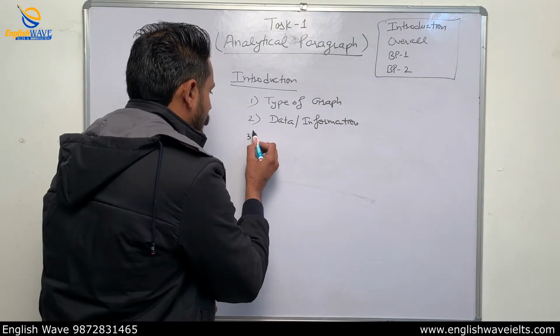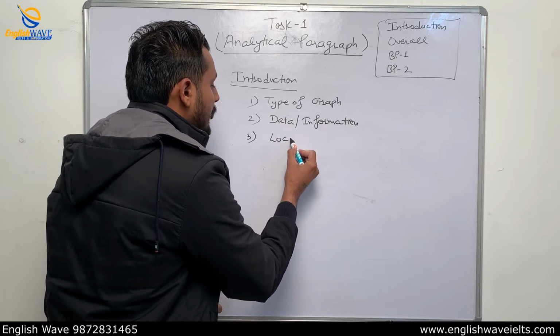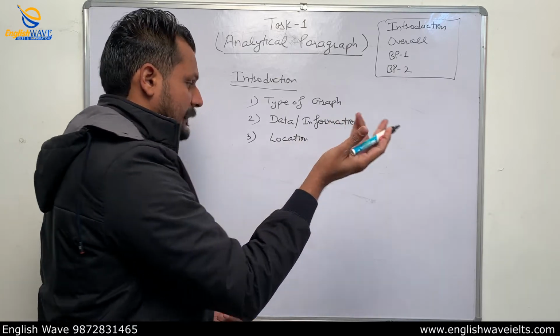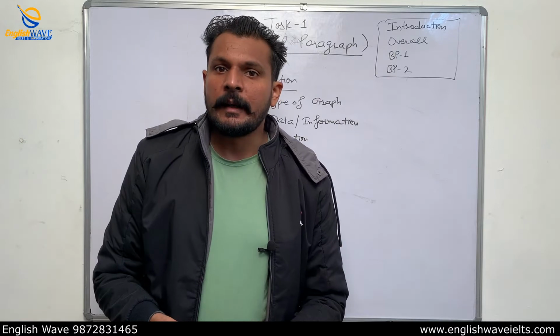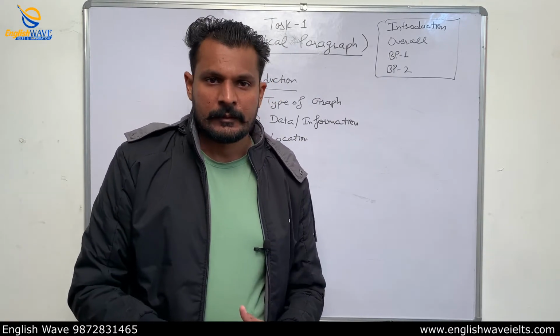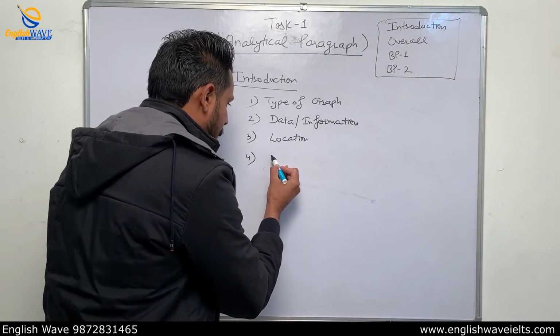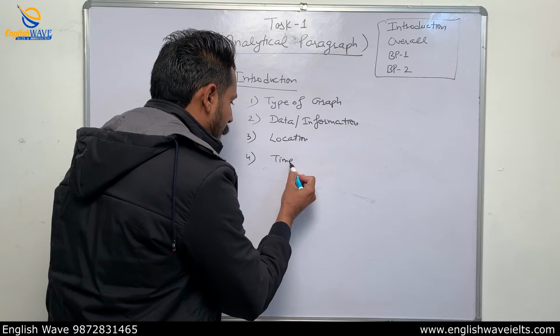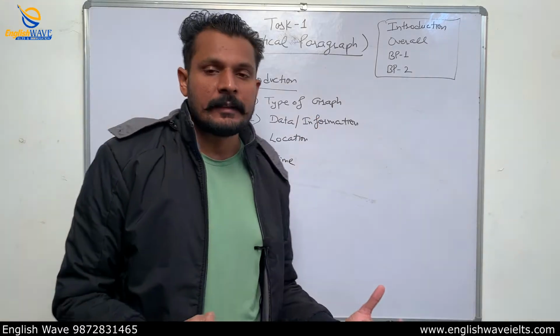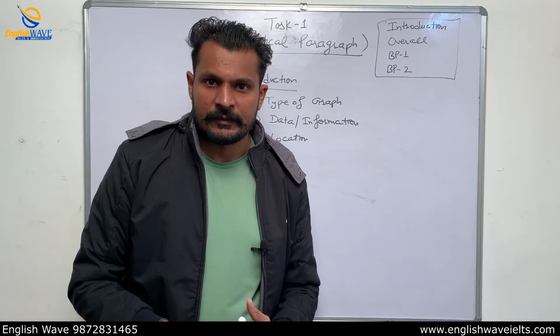Third thing, that is location of the data, if it is given. Sometimes it is not given, but if it is given, we have to mention the location of the graph. Fourth thing, that is time. Obviously, we have to mention what is the time range that is mentioned in the graph.